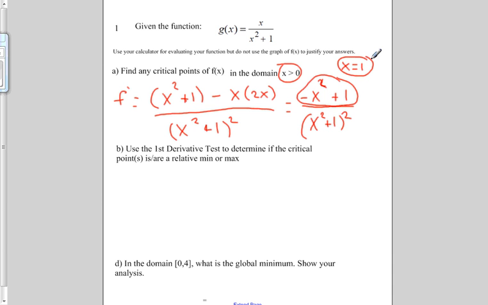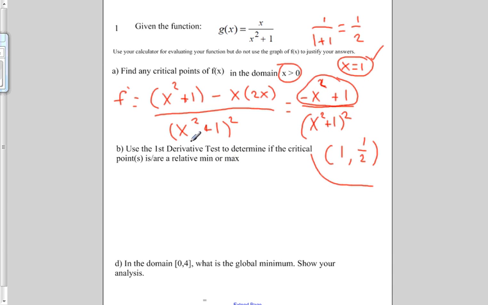So that's my critical number. My critical point is when I put 1 in for x here. 1 over 1 plus 1 equals 1/2. So my critical point is 1 comma 1/2. Now we want to determine if the critical point is a relative max or a min.